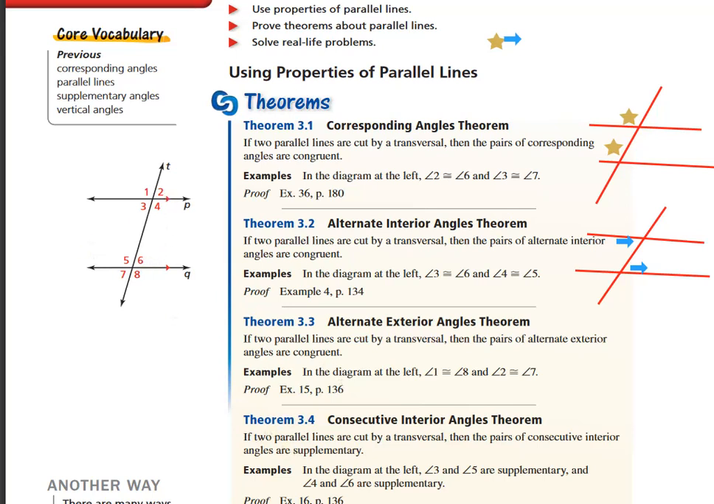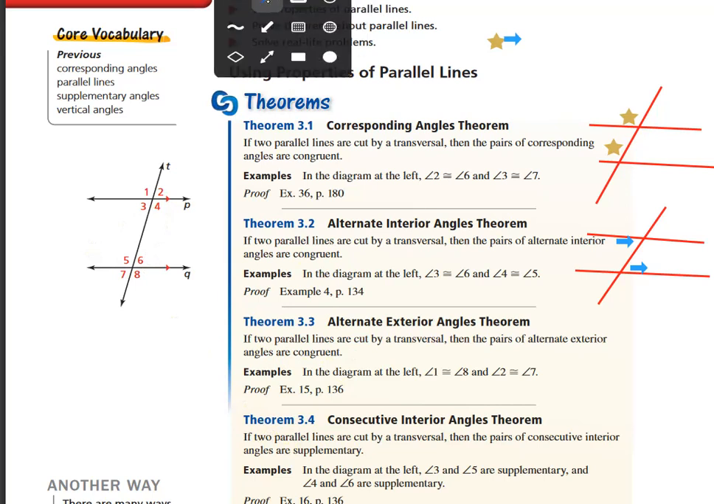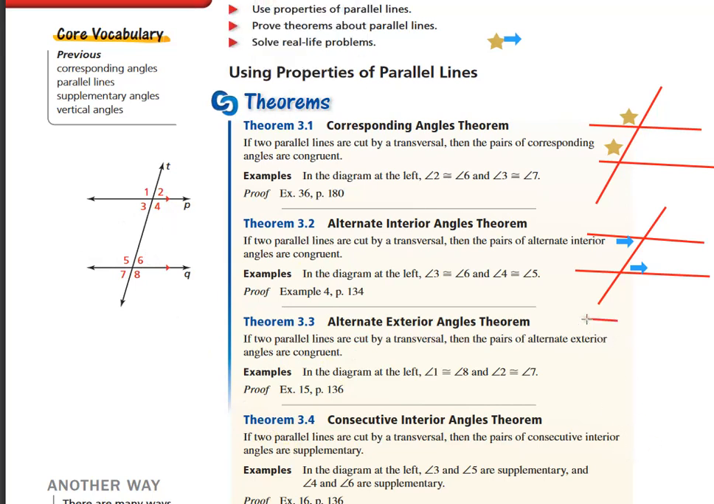Then we have alternate exterior, same deal. I've got parallel lines cut by a transversal. Alternate exteriors are on the exterior and on opposite sides of the transversal. Also equal if the lines are parallel. So in this drawing, 1 and 8 and 2 and 7.